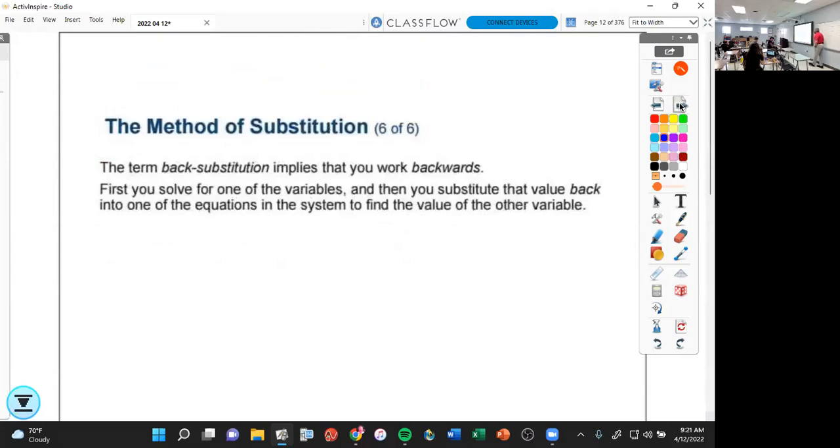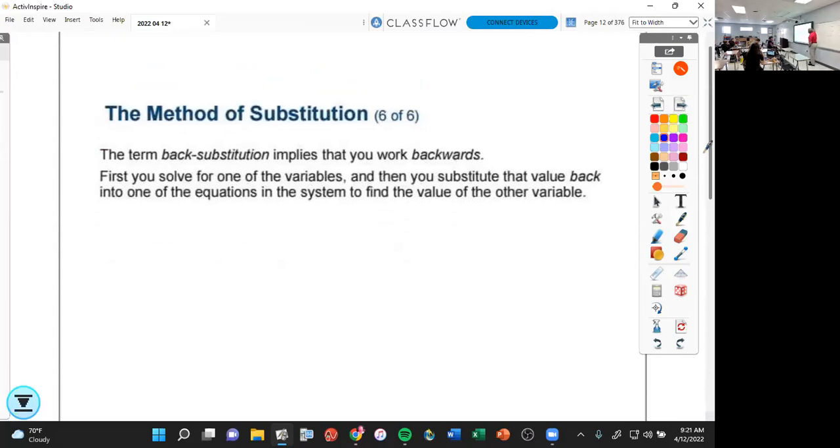The term back substitution implies that you go backwards. First, you solve for one variable, and then you substitute it back into the equation to find the value of the other variable. So we're just going back and forth. So back substitute.